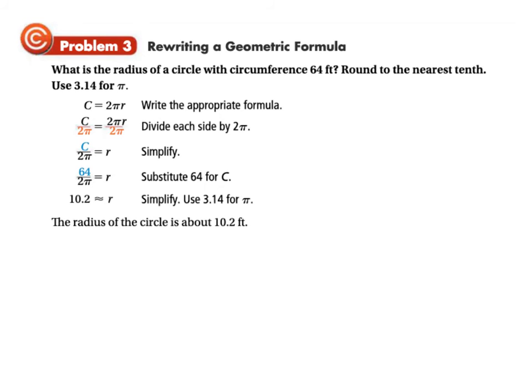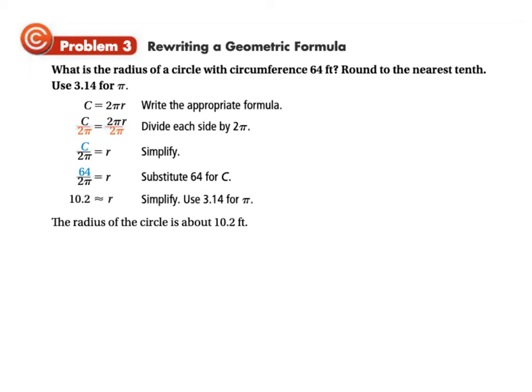Now, if they're asking us what is the radius, that's the value that we're going to isolate. We're isolating r. What's happening to r? It's being multiplied by 2 pi, so we're going to divide each side by 2 pi. That cancels it out to give you r. And then now we have the formula in relation to r all by itself. c divided by 2 pi. Now we can plug in a number. They say the circumference is 64, so we can plug that number in, and we divide 64 divided by 2 times 3.14. You probably want to use a calculator for this.